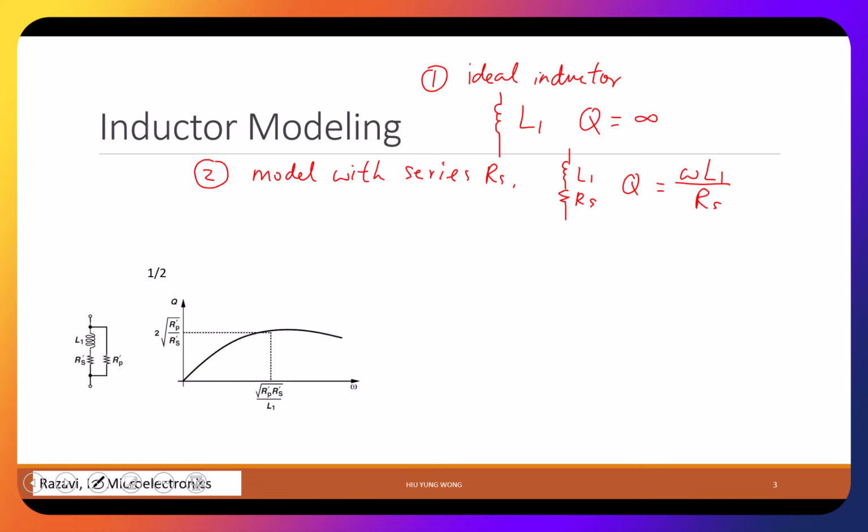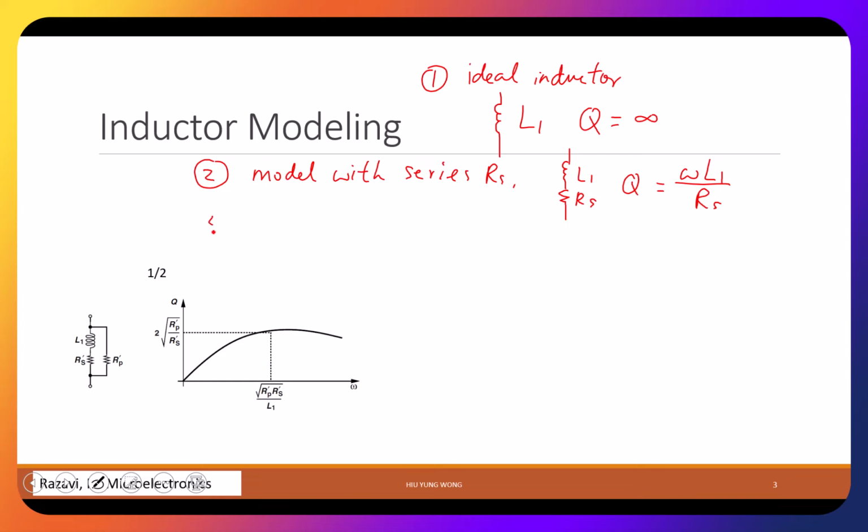So if your RS is 0, then you have infinite quality factor. You can read the textbook to see how they are derived, or just take it for granted. We don't test you for this. But you should know this when people ask you the quality factor.